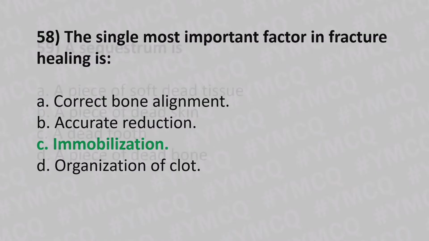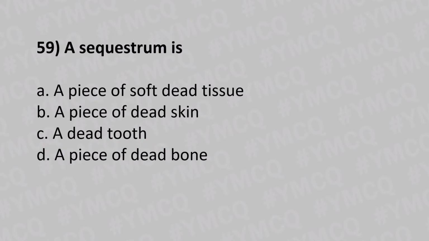Moving to our 59th question. A sequestrum is option A, a piece of soft dead tissue. Option B, a piece of dead skin. Option C, a dead tooth. Option D, a piece of dead bone. And the answer is option D, a piece of dead bone.